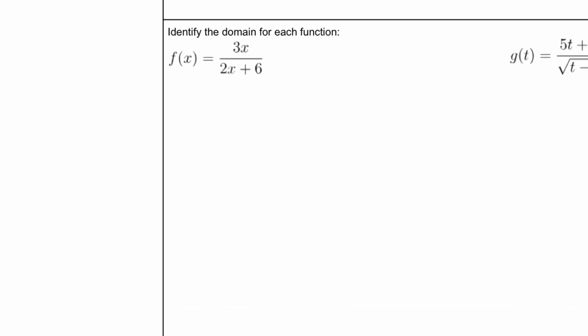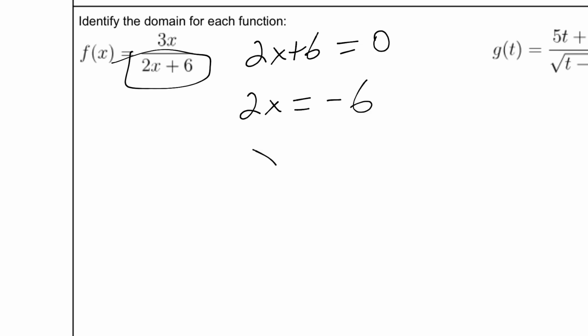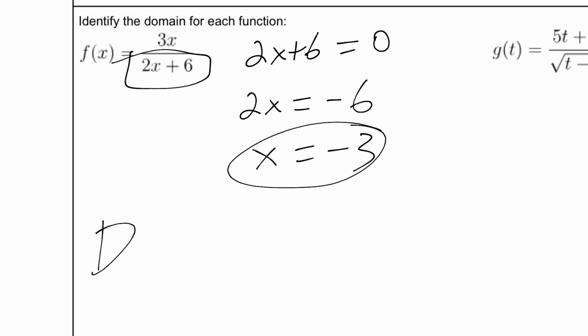If we're talking about domain for this function, the problem is the bottom. You can't divide by 0. So when is 2x plus 6 equal to 0? So that's 2x equals -6 or x equals -3. So the domain is everything except x equals -3. So we're going to write it like this.